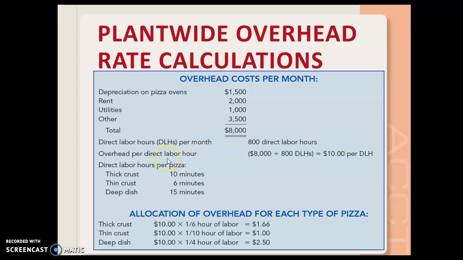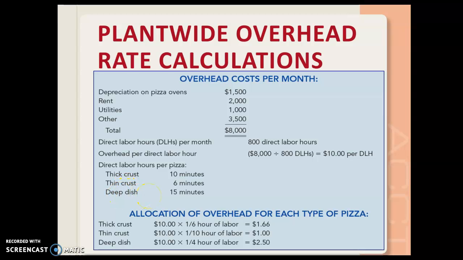To get our one predetermined overhead rate, we take our $8,000 of overhead costs divided by our 800 hours of cost driver, and that gives us $10 per direct labor hour. If we want to apply that one rate to different kinds of products, we'd have to see how many direct labor hours there generally are on a thick crust pizza, a thin crust pizza, or a deep dish pizza.